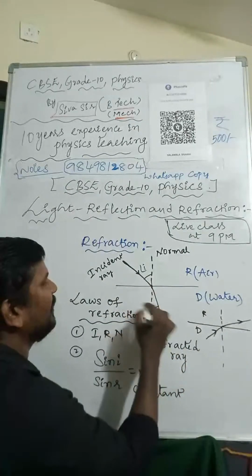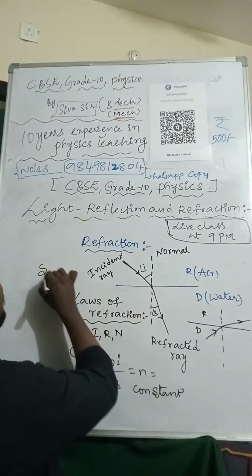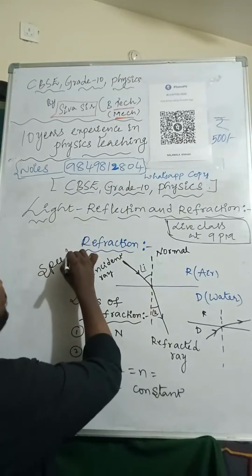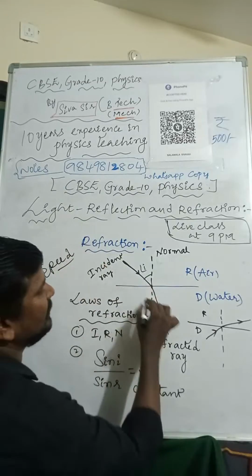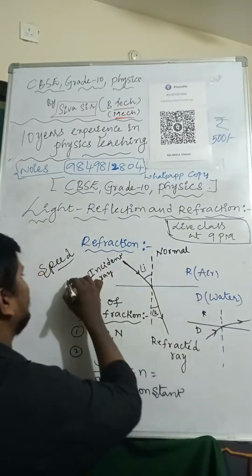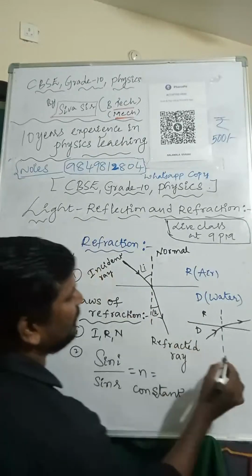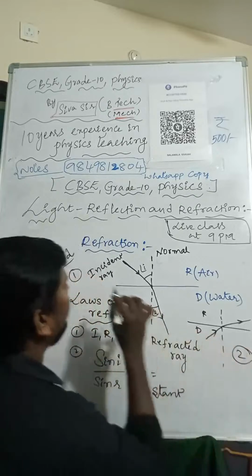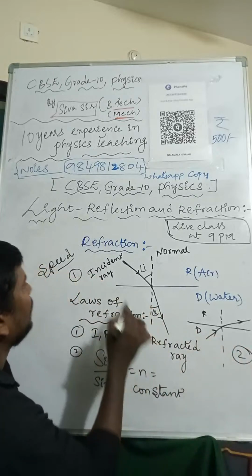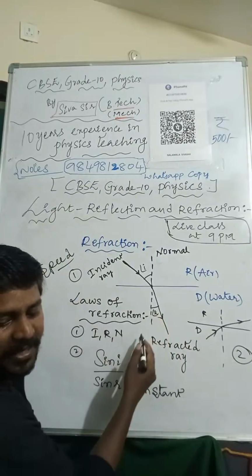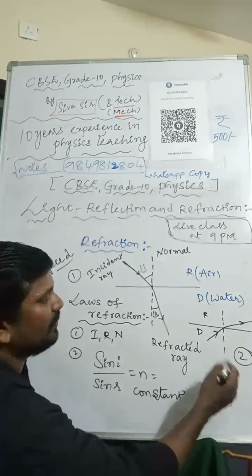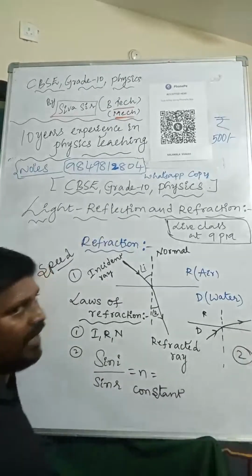Here the speed is decreasing. The factor here is speed. So in case 1, the speed is decreasing, that's why it bends towards the normal line. In case 2, the speed is increasing, so it moves away from the normal line.